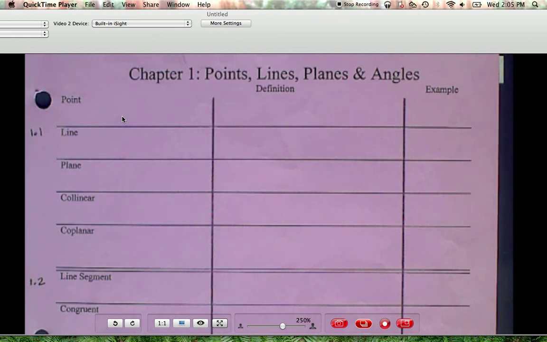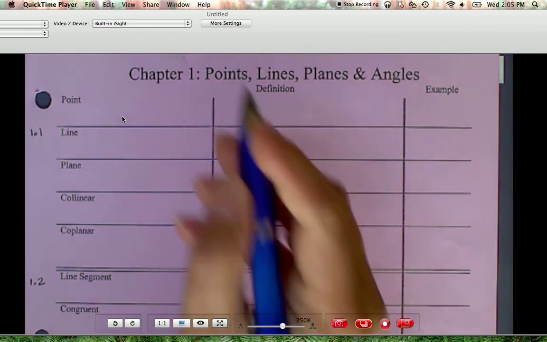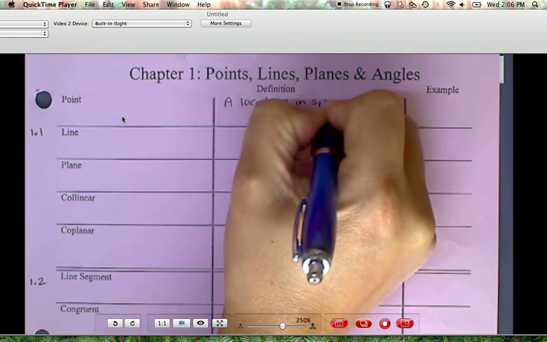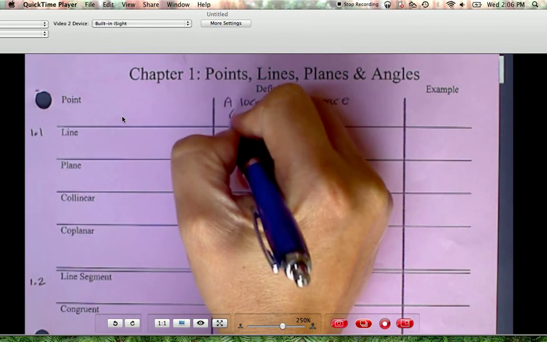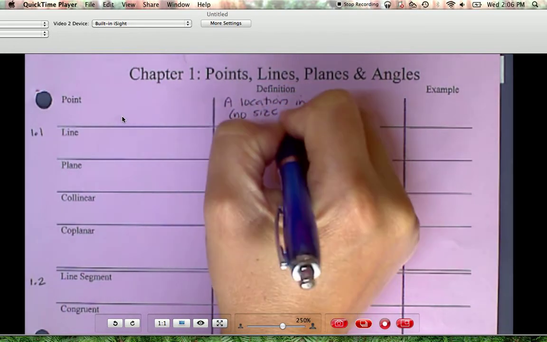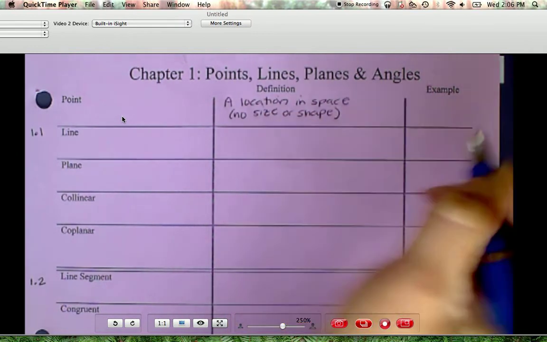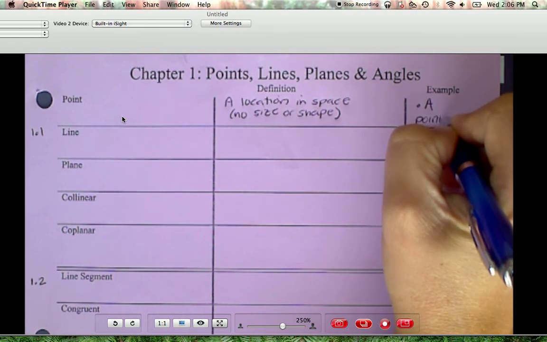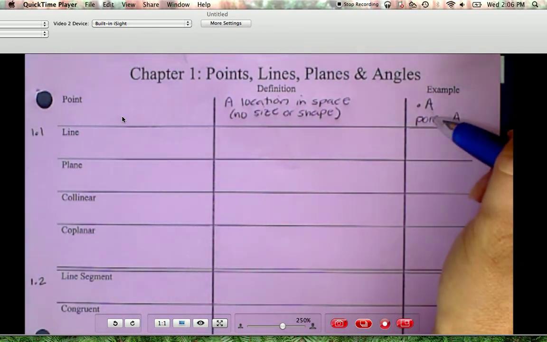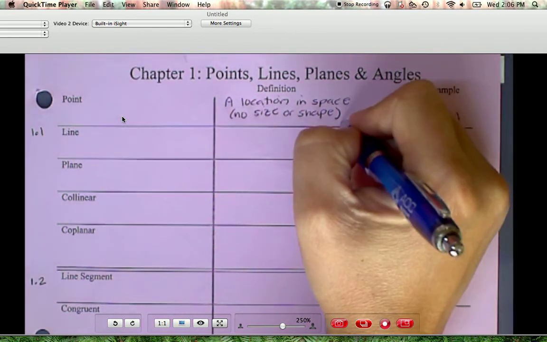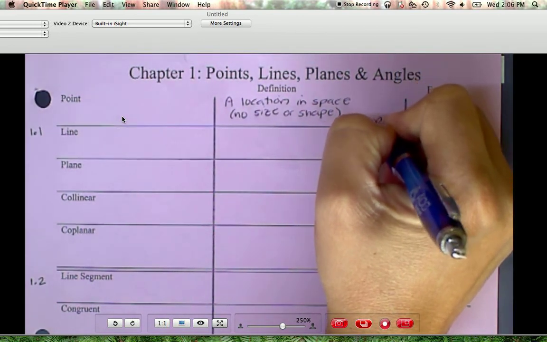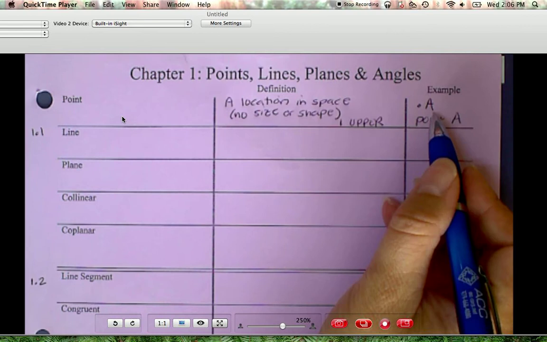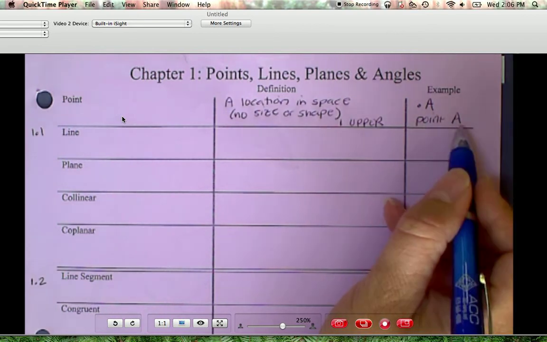The first definition is point. A point is simply a location in space. A location in space. It has no size or shape. So it looks like this, and we would call it point A. What's important for this is that you always use one uppercase letter. One uppercase letter. I'll say one upper. Okay? Very important that you do not use a lowercase letter to label or name a point.